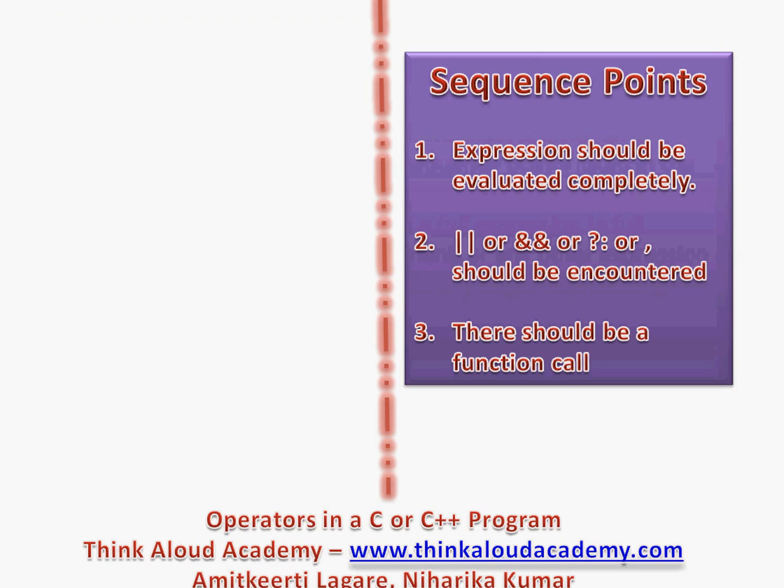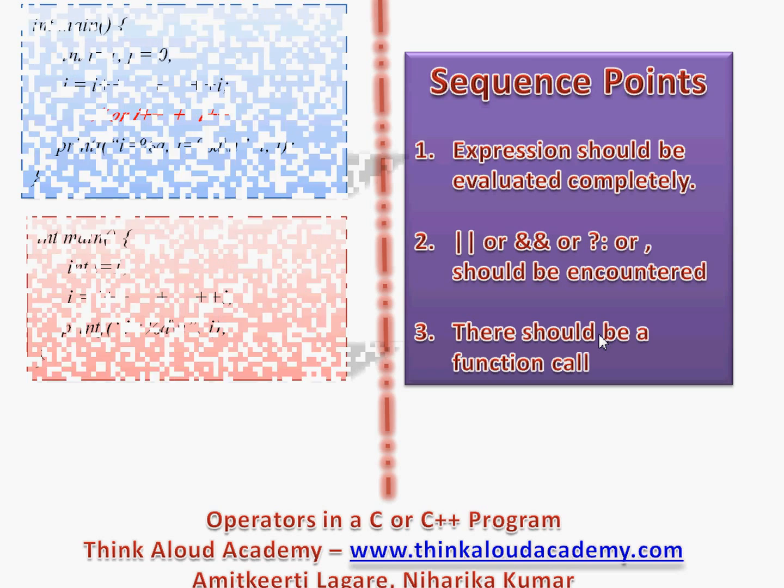Let's see what this means in the context of some of the examples that we have seen. I have listed the sequence points on the right hand side. To hit a sequence point, the expression should have been evaluated completely. If not, we should have at least reached an AND, OR or ternary operator. If not, there should have been a function call, and at the end of the function call we would have reached a logical sequence point.